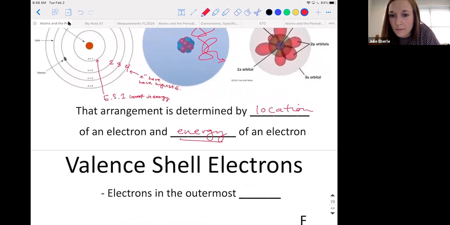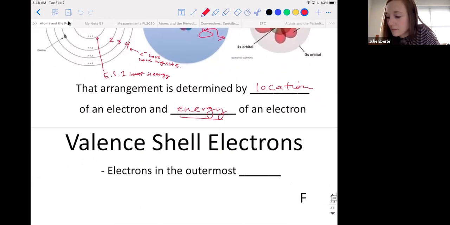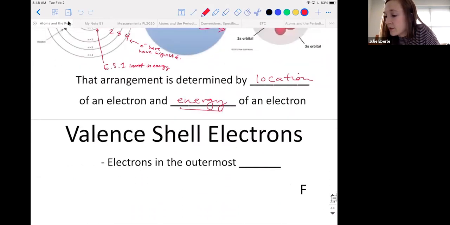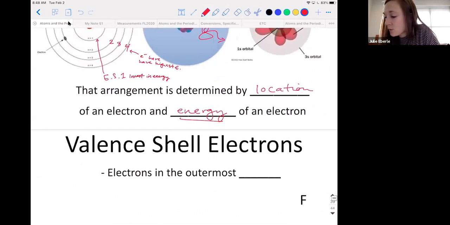Okay, so now we've talked about how electrons are arranged. What is a valence shell electron? Anybody want to fill in this blank for me? They are electrons in the outermost energy shell.